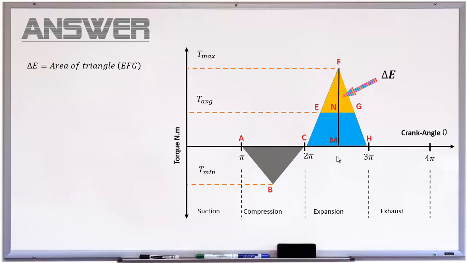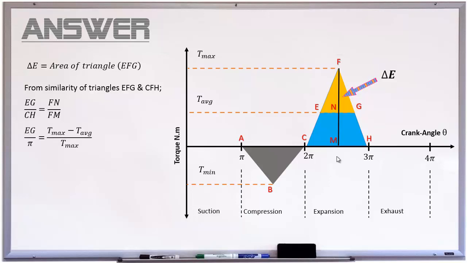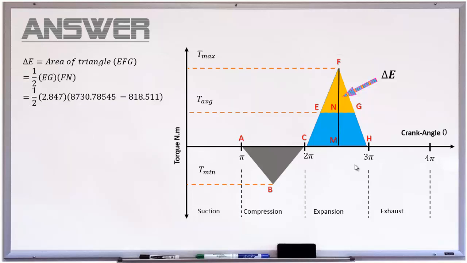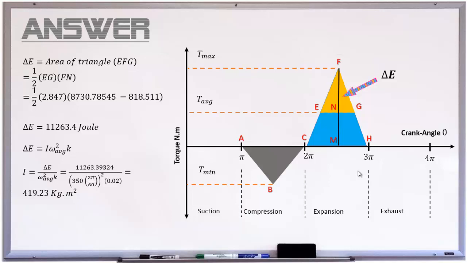Now, the area above the average torque is the maximum fluctuation of energy, and it's denoted by the yellow triangle EFG. Using similarity of triangles EFG and CFH, we can construct this relation, and from there we can calculate EG. Now we can calculate the area of the triangle EFG, which is half times the base times height, and after we obtain delta E, the maximum fluctuation of energy, we can calculate I, the mass moment of inertia, from it. And once we obtain I, we can get the mass of the flywheel.